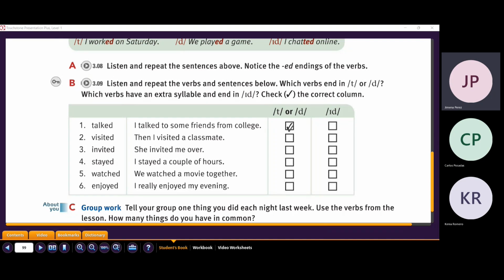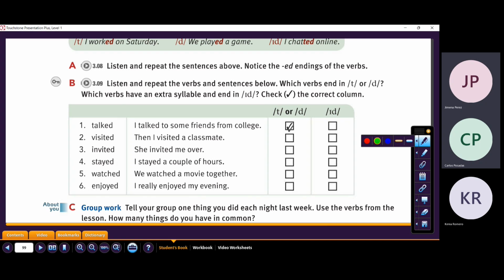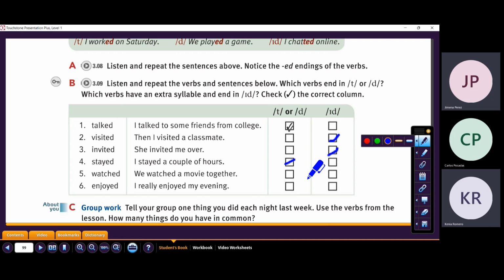Ok, vale. ¿Ya los tenemos todas? Sí. Yes. Vamos a ver. Carlos, can you say me the number 2, please? ID. Kenya, number 3. ID. Carlos, number 4. T or D. Kenya, number 5. T or D. And Carlos, the last, number 6. T or D.